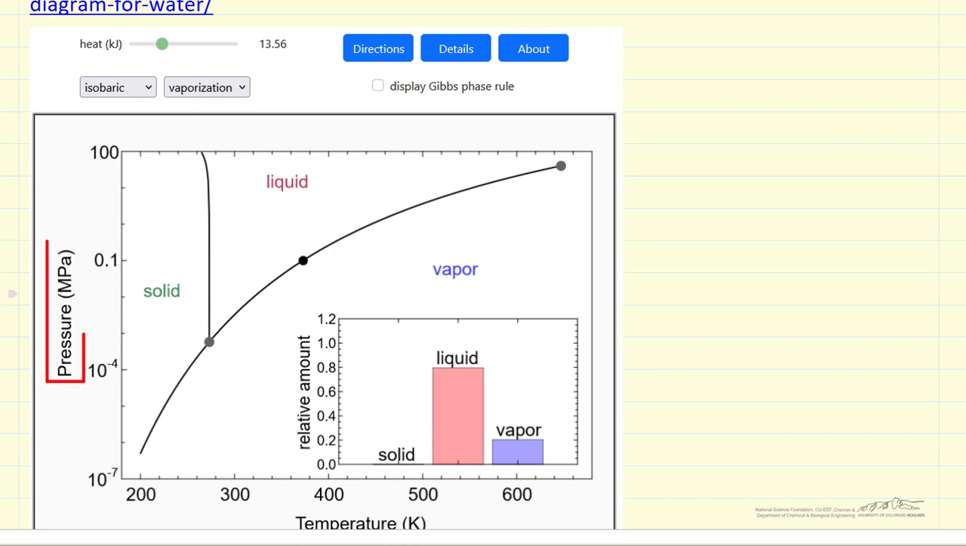So this is log of pressure versus temperature, and we're showing the critical point here. The bar graph shows for this black dot how much liquid and how much vapor for a certain amount of heat added. And we can look at different processes. So let's go to the simulation so we can better understand its behavior.